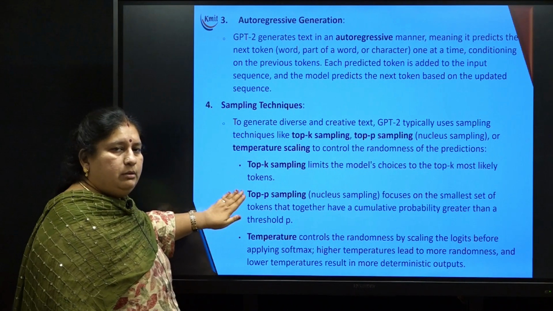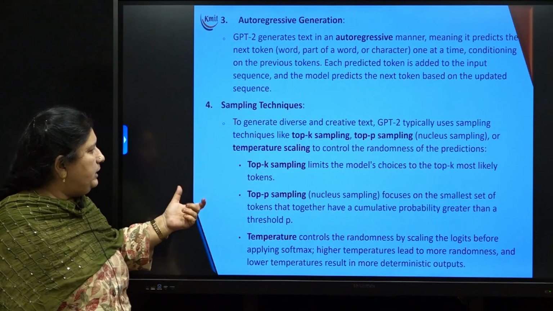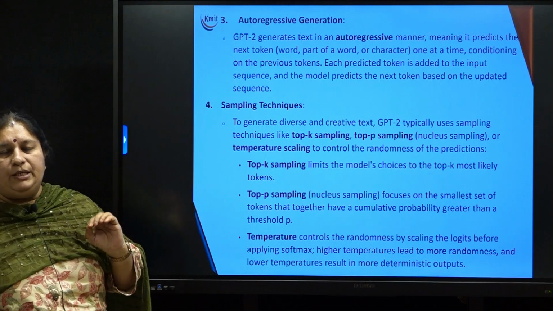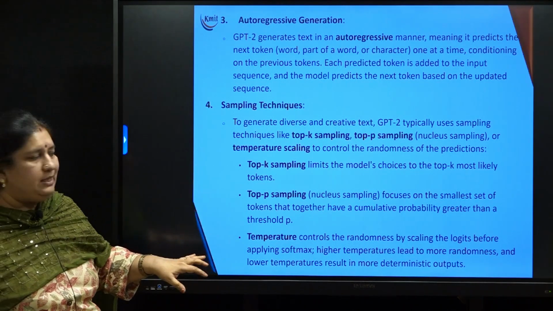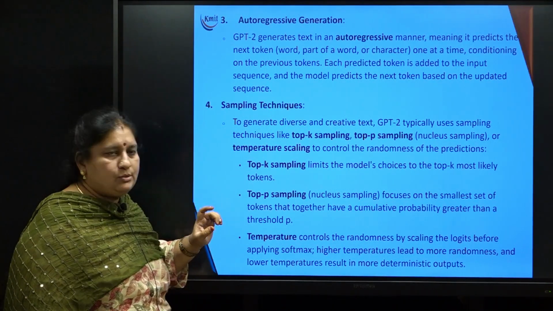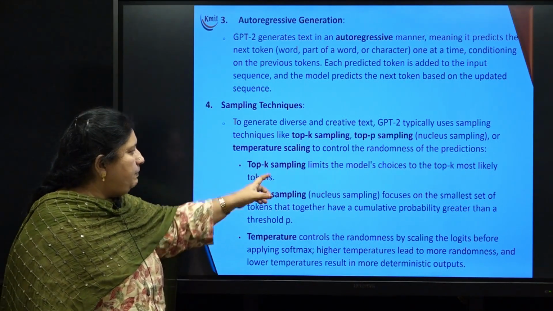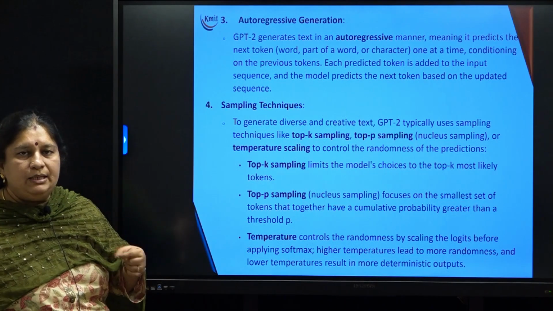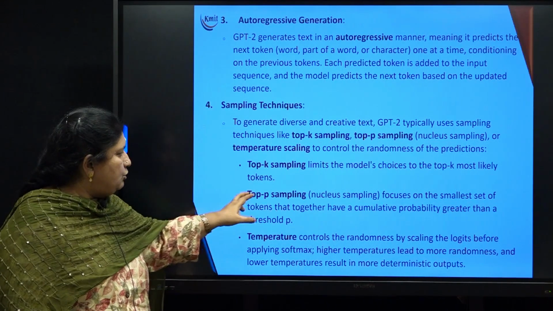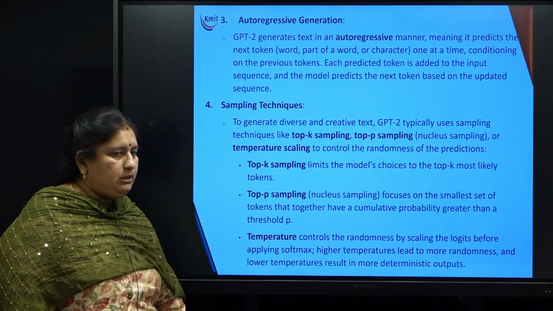And we also read about sampling techniques while generating the text. Let us quickly look at them. In order to generate diverse and creative text, GPT-2 uses various types of sampling techniques. It could be top K sampling, top P sampling, which we also call nucleus sampling, or temperature scaling. In top K sampling, the model limits itself to the top K most likely tokens, whereas top P sampling focuses on a smaller set, right? Temperature controls.